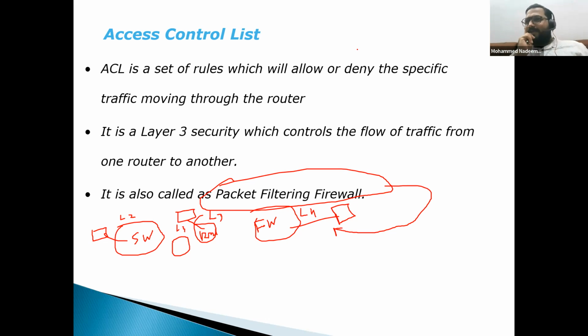So then again the people thought, these people are not stopping their crying, they keep going. Then ACL, then they created a dedicated device that is called a firewall. So ACL is nothing but a firewall in the router itself. Okay, so it is called a packet filtering firewall.